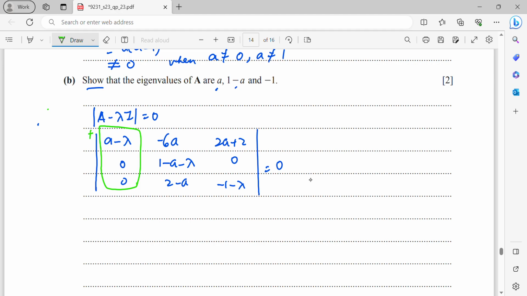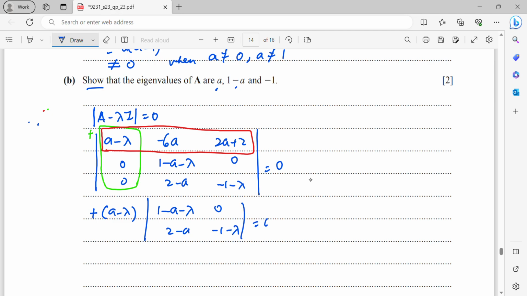When I consider the first row, the cross out is A minus lambda. So I will label the elements in the first column, start with plus, then followed by minus and plus. But since the second and third element in the first column will be 0, so I will just consider first column here. So I will get plus A minus lambda, then determinant 1 minus A minus lambda, 2 minus A, 0 minus 1 minus lambda equals to 0.